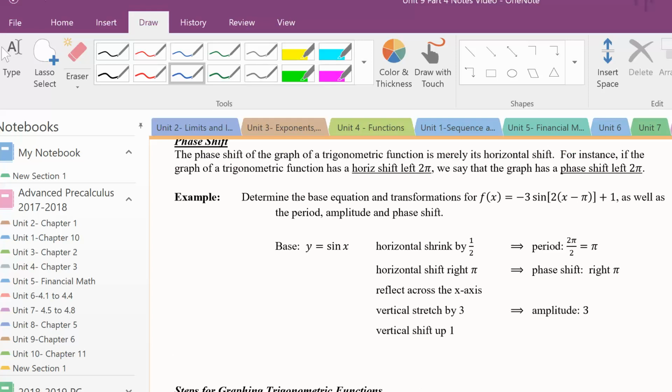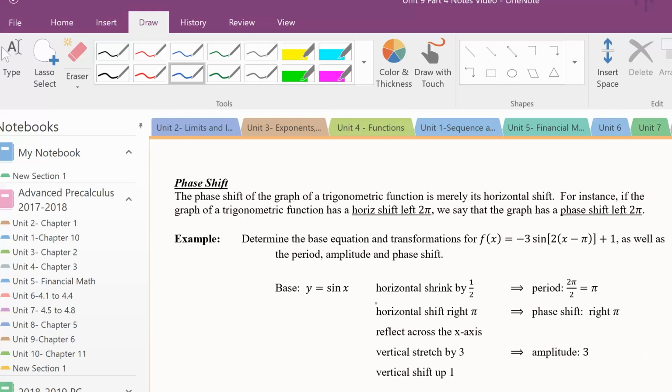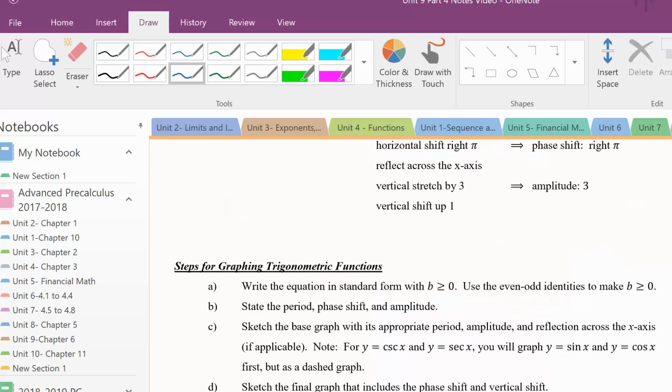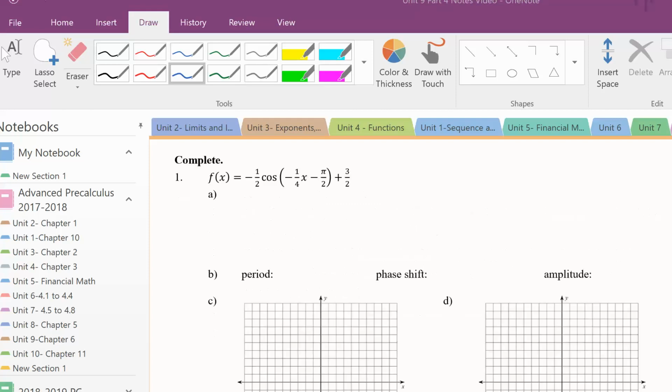And then we'll talk about how to find the period. That's right here, where the period is just equal to 2 pi over the absolute value of b. That'll tell you the period of the trig functions. So here are some steps that are outlined. Make sure you read those steps because we're going to use them to do the problems.